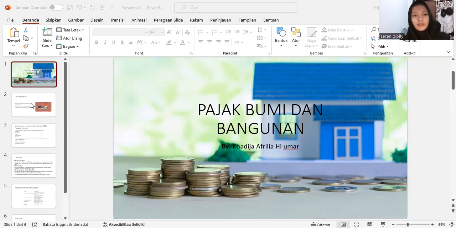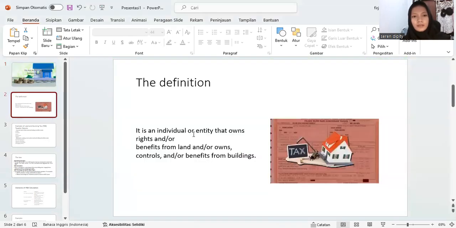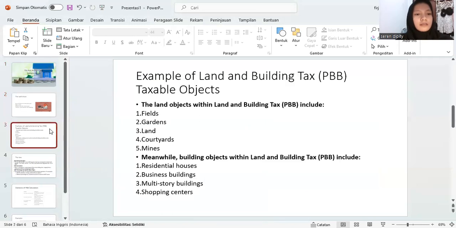So basically, if you have a house, buildings, or land, you should pay every year, because pajak is regulation. It is an individual or entity that owns rights or benefits from land and or owns, controls and or benefits from buildings. You should pay the tax every year. Okay? You should pay because you get the benefits and you control it.